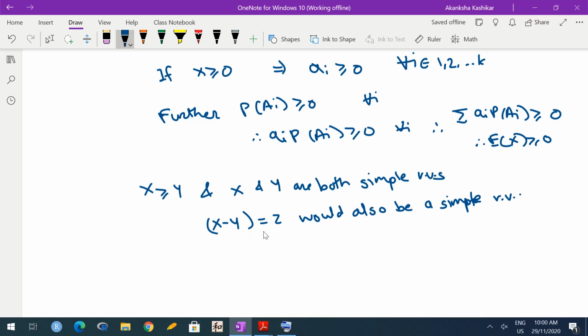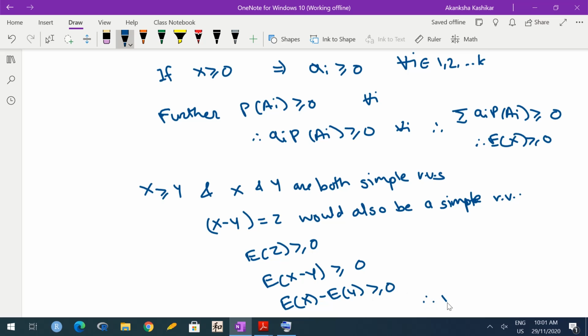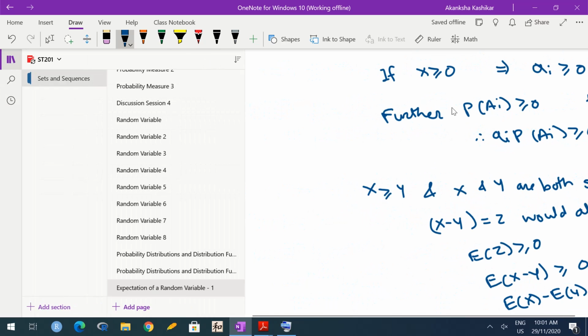And by the property that we proved just now, expectation of Z would be greater than or equal to 0. Therefore, expectation of X minus Y is greater than or equal to 0, because that is Z. And we already know that this is expected X minus expected Y. Therefore, we have expectation of X greater than or equal to expectation of Y, which is what we wanted to prove.